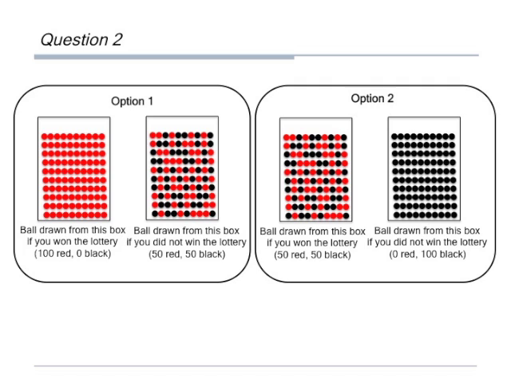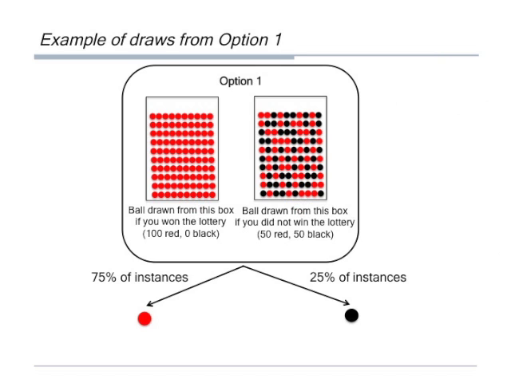Let's look into option 1 first. You can expect to see a red ball from option 1 75% of the time and a black ball 25% of the time, because for half the participants who won, the computer will draw from the left box, always getting a red ball. And for the other half of the participants who lost, the computer will draw a ball from the right box, getting a red ball in half of those instances and a black ball in the other half of those instances. So overall, you can expect to see a red ball 75% of the time and a black ball 25% of the time.